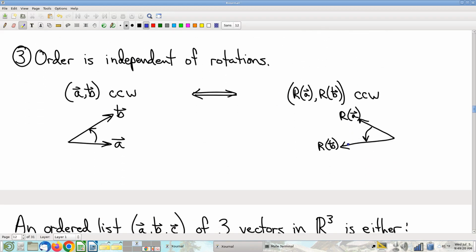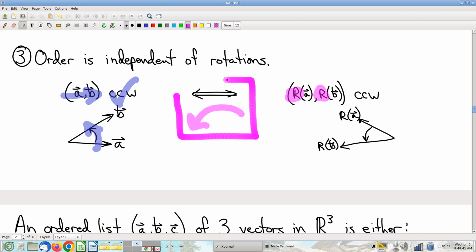Here's a neat one. Order is independent of rotations. If you have a counterclockwise list, and then you rotate, so our rotation here, this R is going to rotate vectors counterclockwise by some fixed angle. All vectors get rotated the same way. Well, pretty believable, I think, that the result of rotating a counterclockwise list is still counterclockwise.